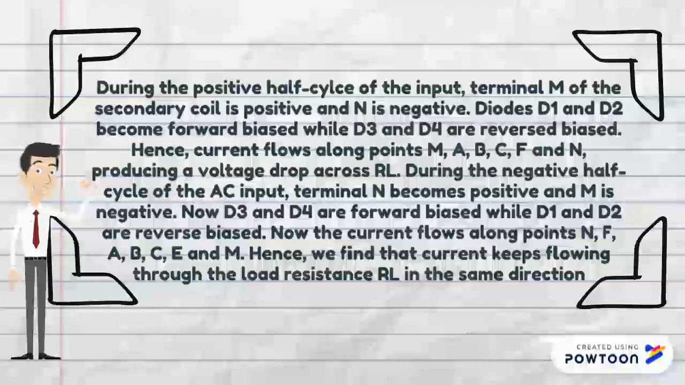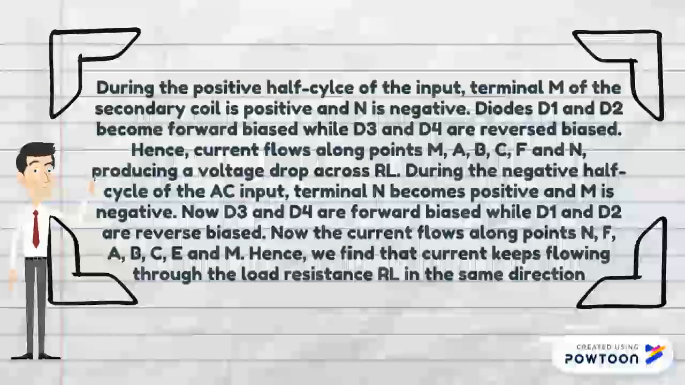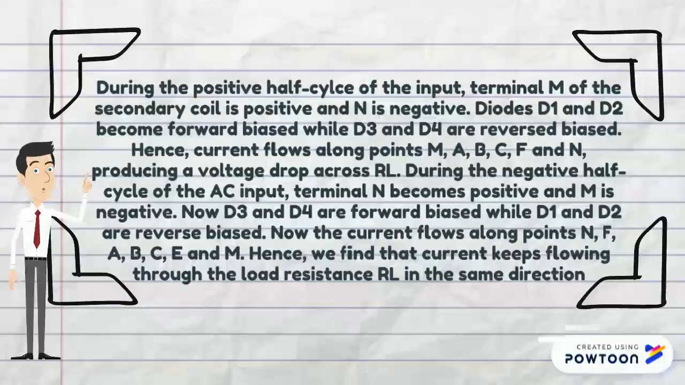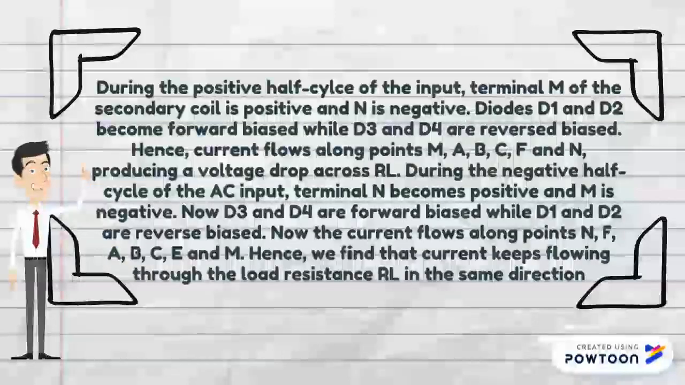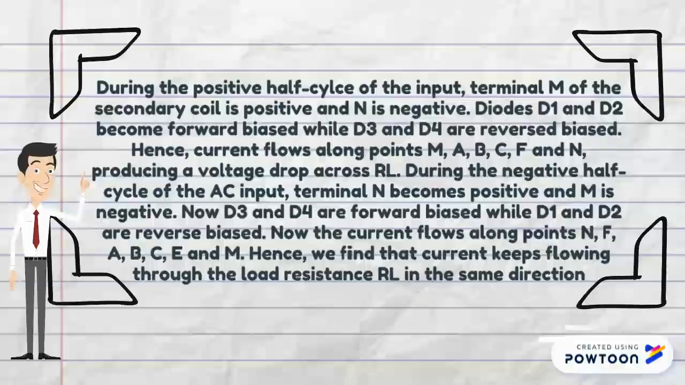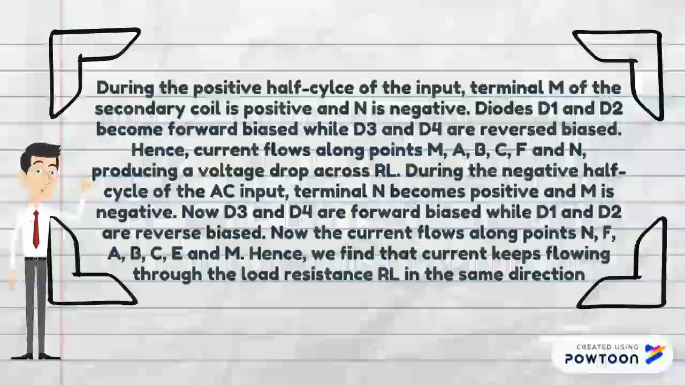During the positive half cycle of the input, terminal M of the secondary coil is positive and N is negative. Diodes D1 and D2 become forward biased, while D3 and D4 are reverse biased. Hence, currents flow along points M, A, B, C, F and N, producing a voltage drop across RL.